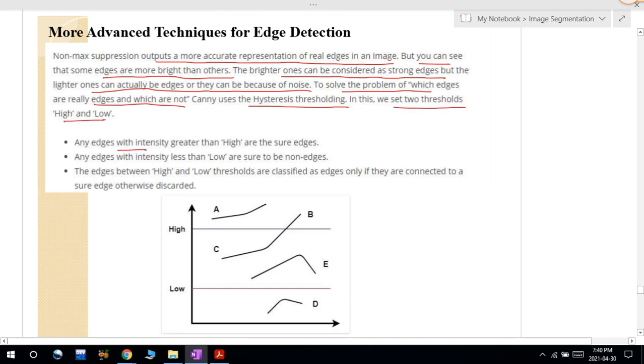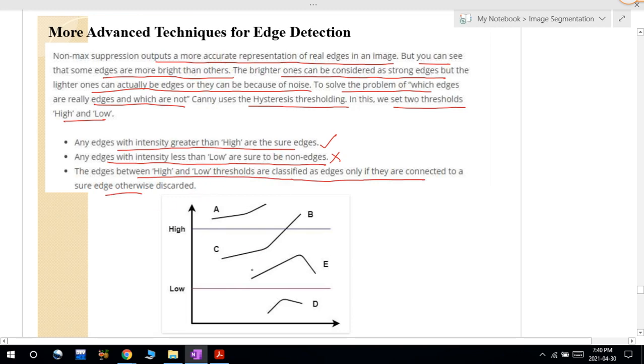Any edge points with an intensity value greater than the high value, I can consider as a strong edge. I will definitely consider it as an edge. And any edge points which are less than this low value, I can treat as non-edge. I will discard those edges. And if any edge is between the high and low threshold values, then I can consider it as an edge only if it is connected to the sure edge or strong edge. If it is connected to the strong edge, then I can consider it as an edge point.